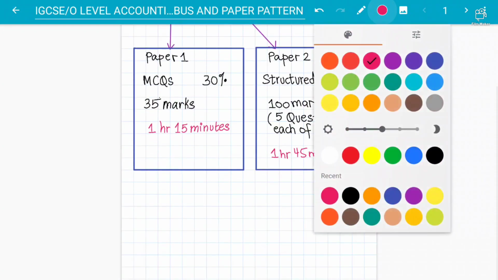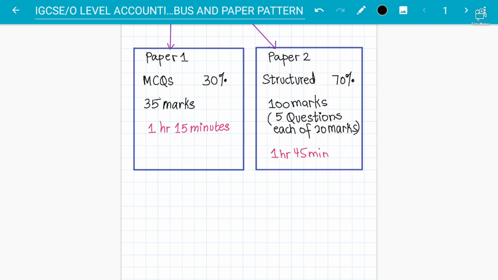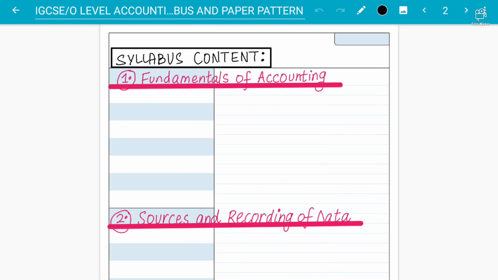Now if we talk further, students, you need to understand that the syllabus is divided into 7 sections. So what are those sections? Let's have a discussion on the syllabus content now.